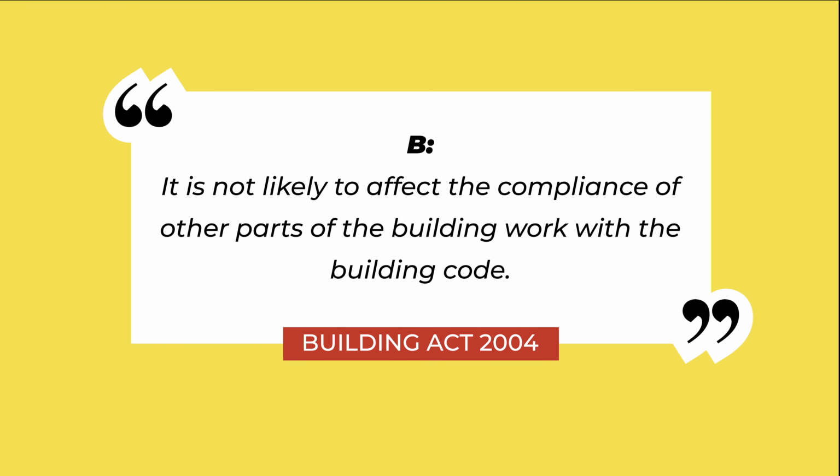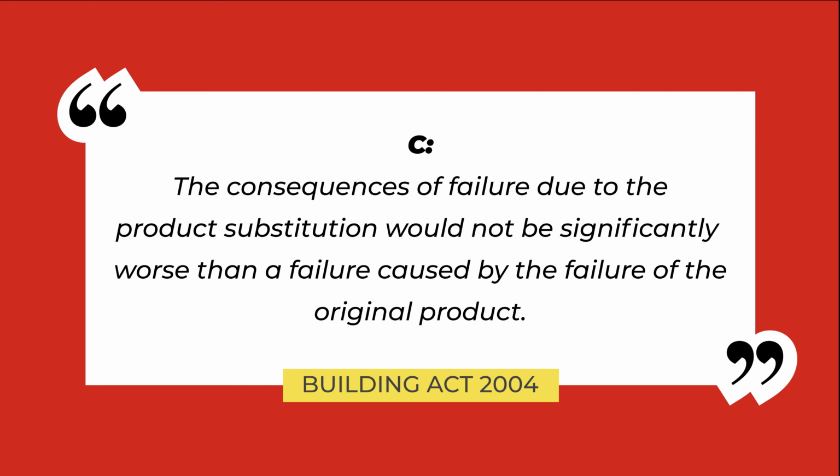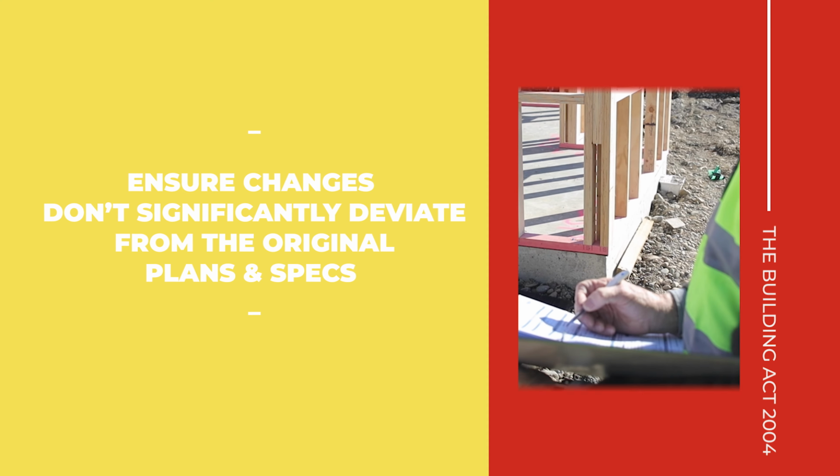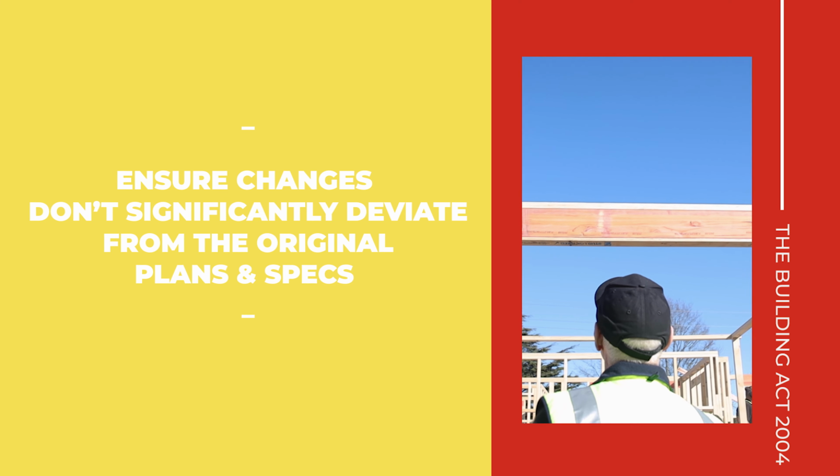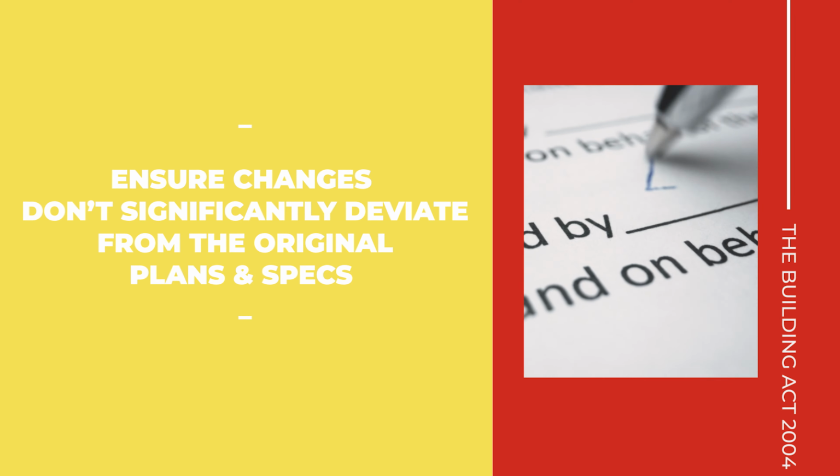And B. It is not likely to affect the compliance of other parts of the building work with the building code. And C. The consequences of failure due to the product substitution would not be significantly worse than a failure caused by the failure of the original product. In essence, you need to ensure that the changes don't significantly deviate from the original plans and specifications you obtained the building consent for.